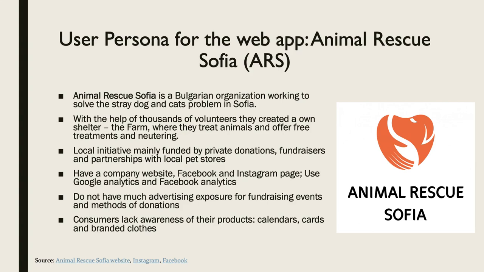The persona that I have taken on in this project, that will be the customer I am serving, is an actual organization located here in Sofia, Bulgaria. They're a nonprofit that treats injured animals and offers free treatments. For now, they do have a Facebook and Instagram page as well as a website, and they do use Google Analytics and Facebook Analytics to a certain extent. But I plan on using my website to help them gain more advertising exposure and get customers more familiar with their products, such as calendars, cards, and branded clothes.